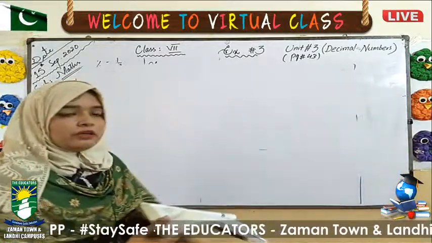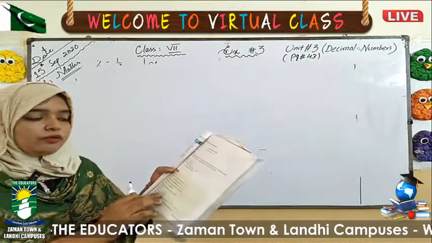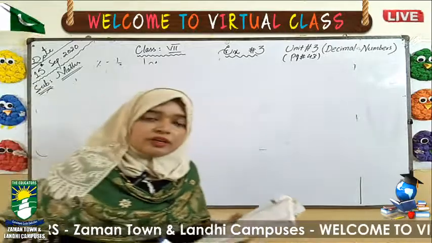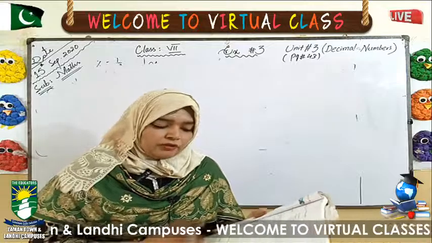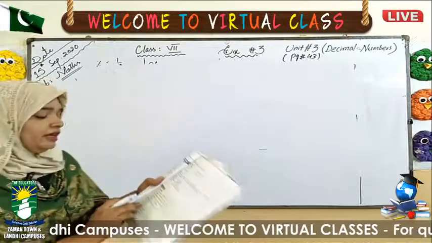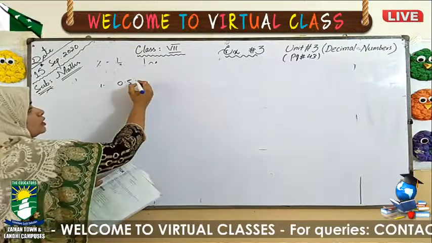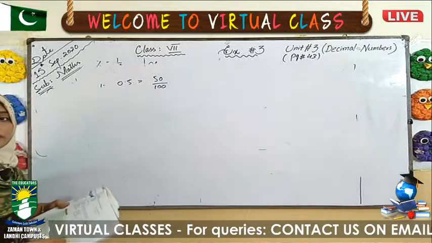Now move to your question number 2, which is: state whether the following are true or false. Number 1, 0.5 is equal to 50 upon 100. Remove your decimal and find out whether your statement is true or false.